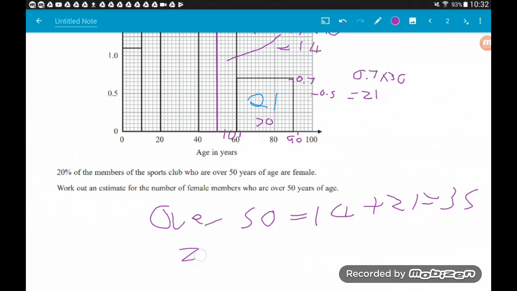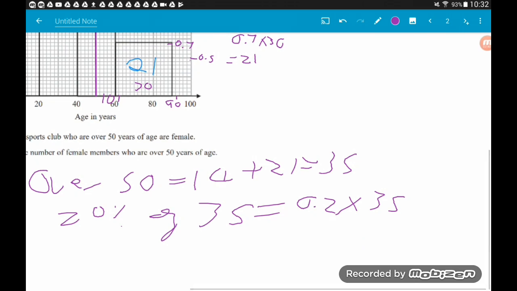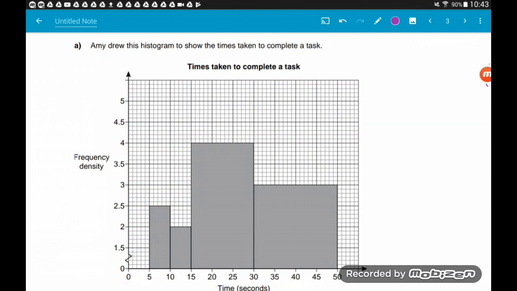So we then want to work out 20% of 35, which, if you're using your calculator, I would do 0.2 times 35. That's a fifth of 35, so we get 7 as our answer. Okay, good one for the first question.